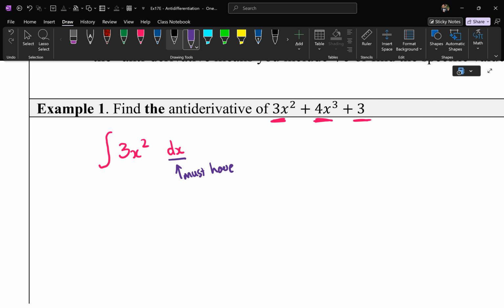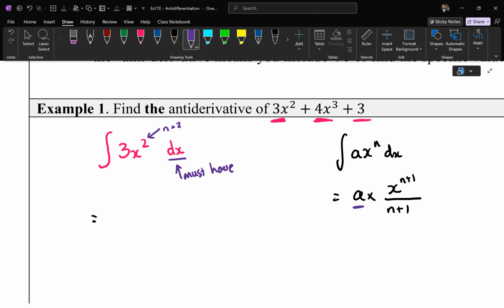Let's do the rule now. See, the rule was the antiderivative of ax to the power of n dx equals a times x to the power of n plus 1, divided by n plus 1. Okay, that was the rule. Let's try it. According to this rule, what's my n in this case? What's the n for this problem? N's the power, 2. Okay, n is 2.